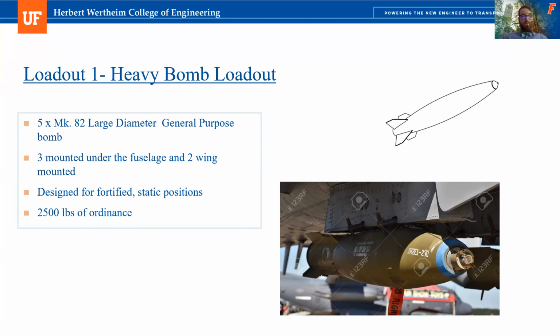It is composed of 5 Mark 82 large diameter general purpose 500-pound bombs. 3 bombs are mounted under the fuselage while the remaining 2 are mounted on the wings. The wing mounted bombs were placed as close to the fuselage as possible in order to reduce the loading experienced by the wing root along with roll stability considerations. The design of this ordnance grouping package is to hit fortified static positions. The bomb release mechanisms are industry standard for all pylon ordnances. This package is the lightest of the 3 with a total weight of 2,500 pounds.